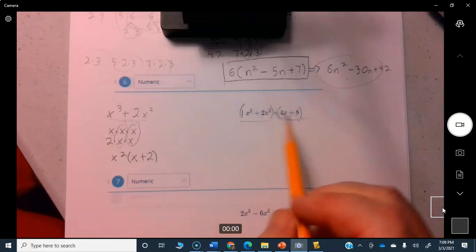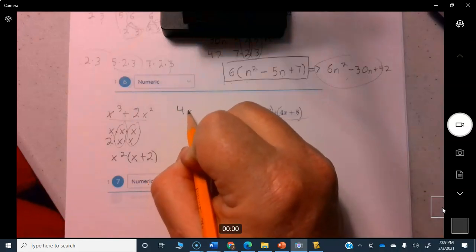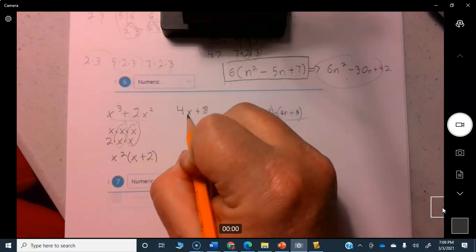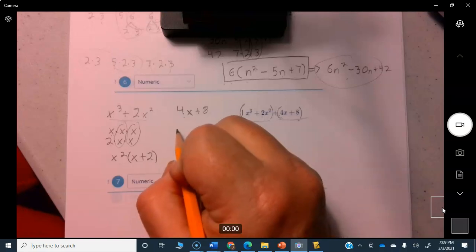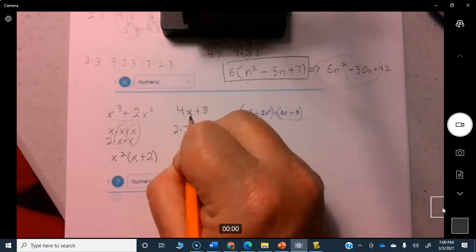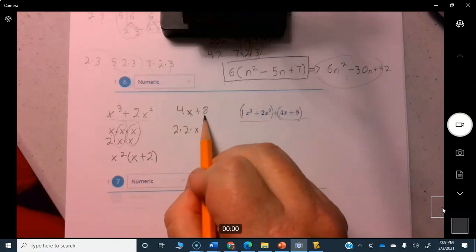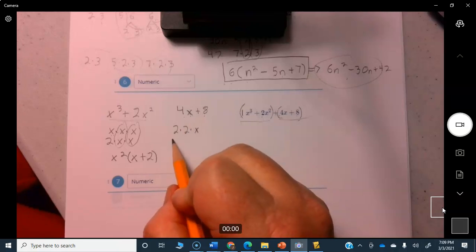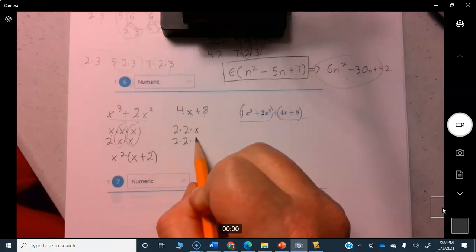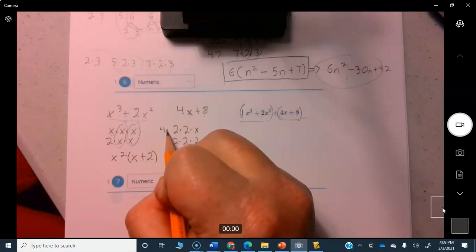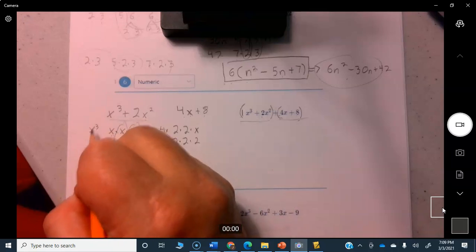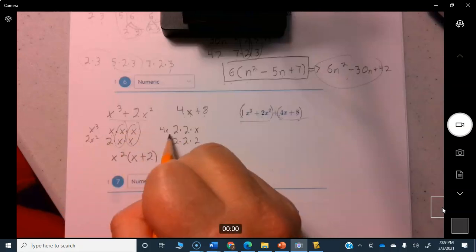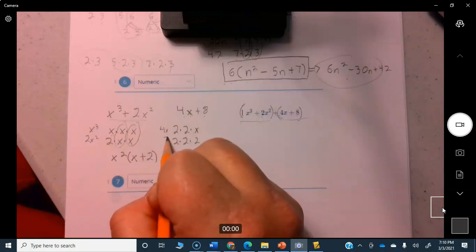Now we're going to do the same for this one. Okay, and what's this going to be? Well, we can look at this. We don't have to draw a tree. I think you can all see that's going to be 2 times 2 times the x here. And what about this? We already did 8 earlier. It's going to be 2 times 2 times 2. So this is the 4x. I should have written this for both of these. This is the x to the third. This was the 2x squared. This is the 4x, and this is the 8.